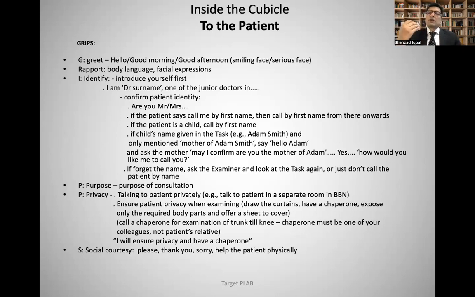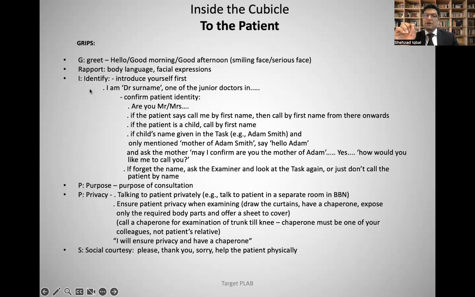However, if it's a breaking bad news station, or a station where you or your team have made a mistake, the patient is angry, the patient is stressed, they're worried, then you would have a serious face. Good morning, Mr. Smith, with a serious face, serious tone. And that goes with the second component, that's your rapport, your bonding, your connection with the patient. So you should have the right body language. You should have the right facial expressions.